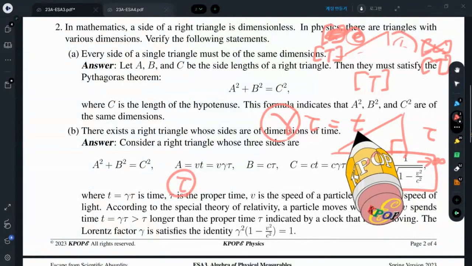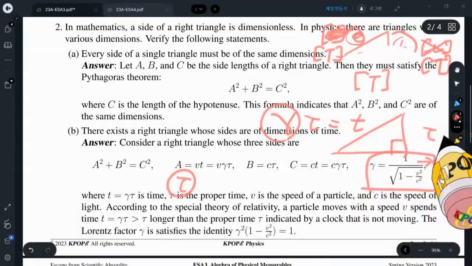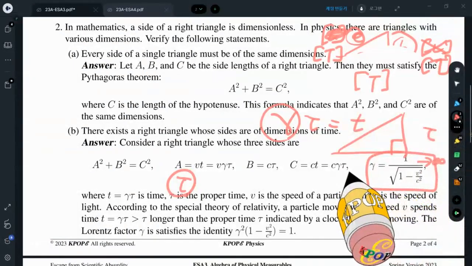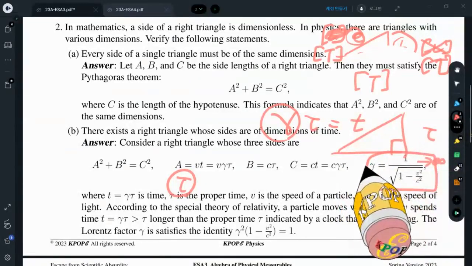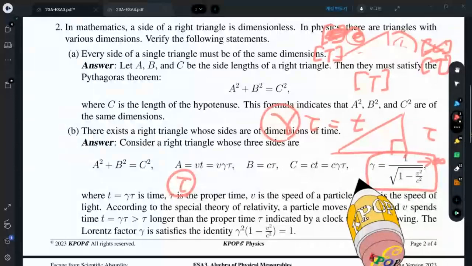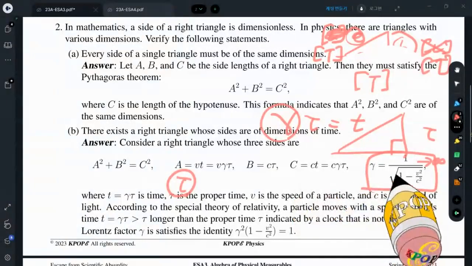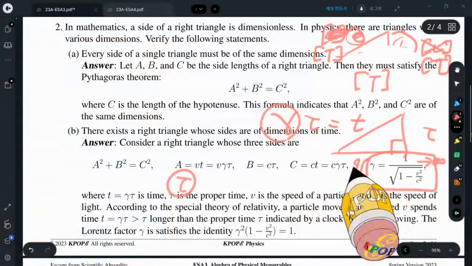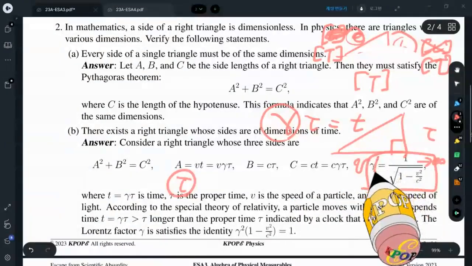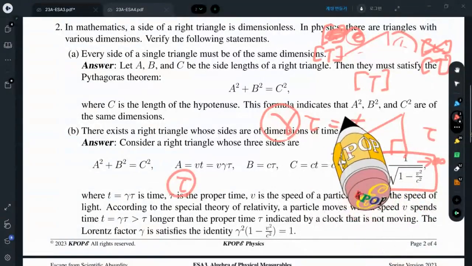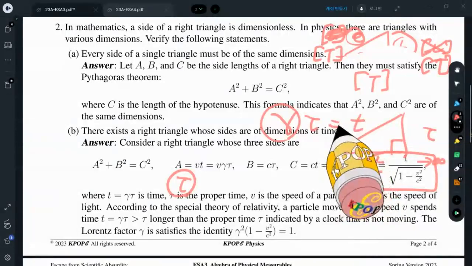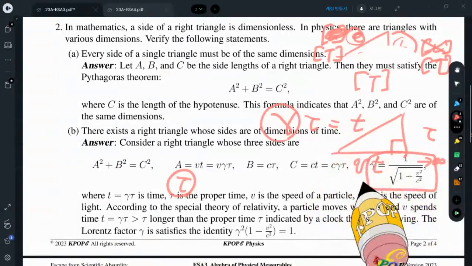The ratio of time and proper time is in here determined by the velocity. How? If I write v of t, that's wrong. Why? This one does not have any velocity dimension.